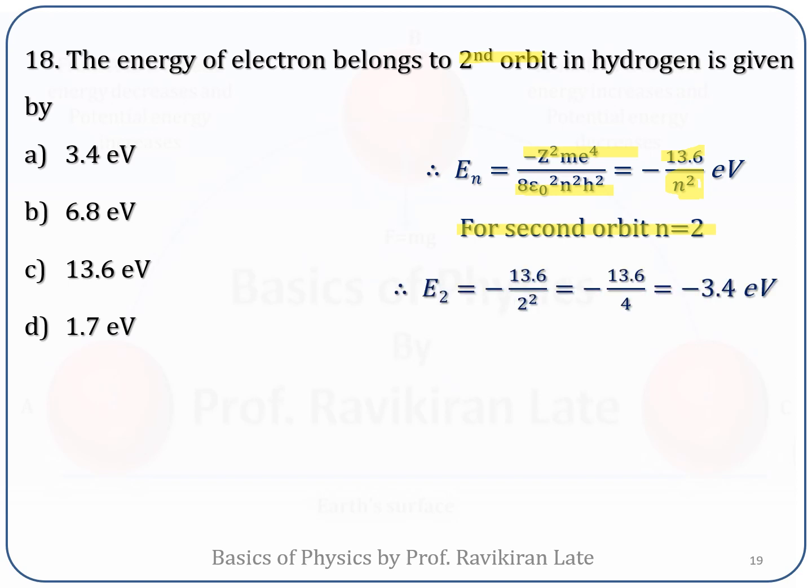If I substitute this value, n squared will be 2 squared, which is 4. If I do this division, it comes out to be minus 3.4 electron volt. So if you look at the options, it is option A. The energy of an electron in the second orbit is approximately 3.4 electron volt, which is option A.